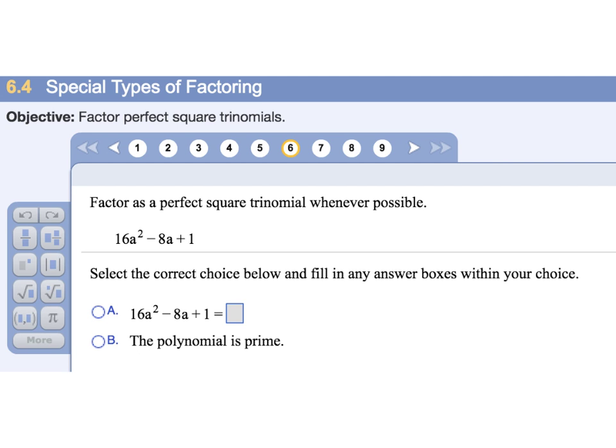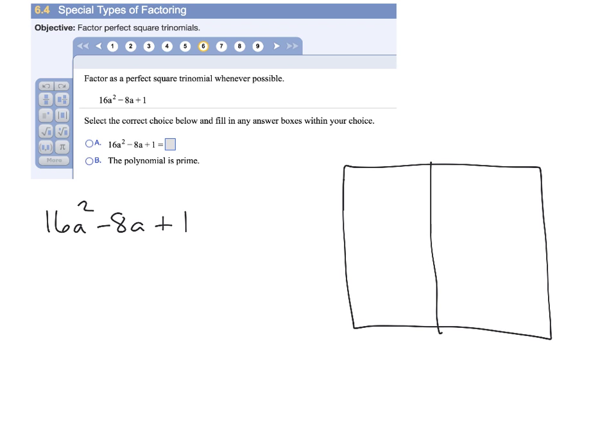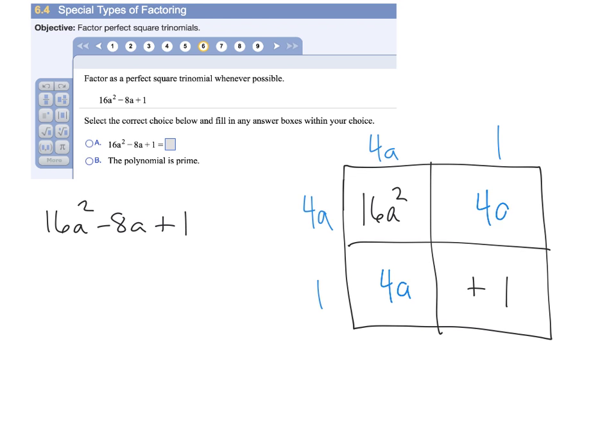So here, more of the same kind of concept. You've got 16a squared minus 8a plus 1. So we're going to draw our box. We know that that's 16a squared, and we know that this is positive 1. We can see that both of these are squares. So this is 4a times 4a, and this is 1 times 1. So now when we fill in our internal terms, we get 4a and 4a.